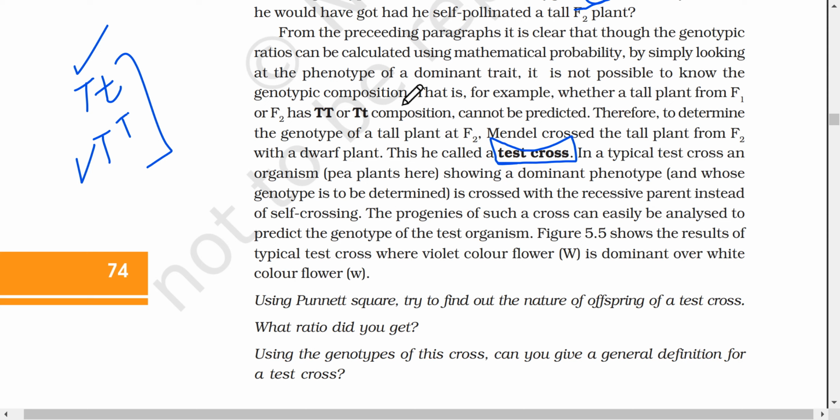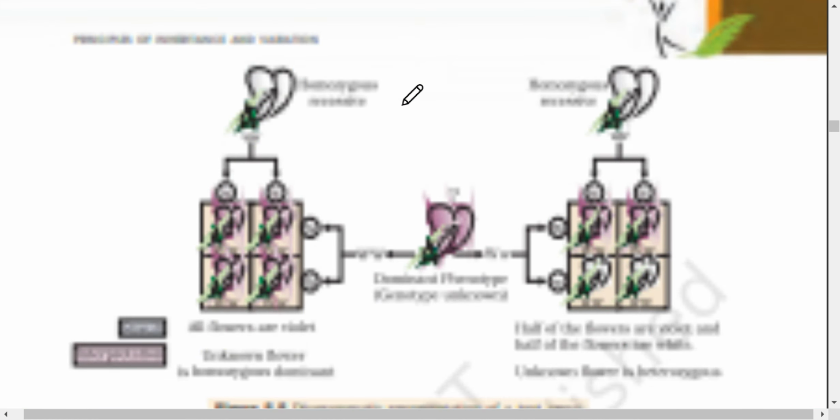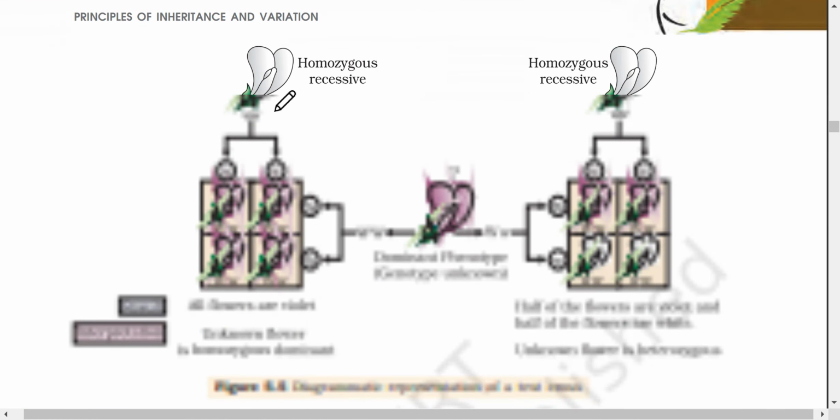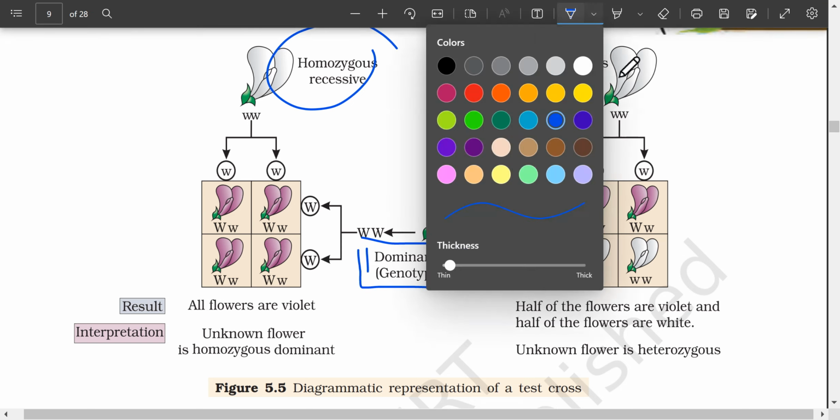ठीक? In a typical test cross, an organism, here plants, showing a dominant phenotype and whose genotype is to be determined is crossed with the recessive parent instead of self crossing। अब इसका self नहीं करेंगे, जो भी हमें मिला हम उसको क्या करेंगे, will cross it with its recessive parent which we know is homozygous dwarf. The progenies of such a cross can easily be analyzed to predict the type of test organism. We'll see it diagrammatically over here. This is the test cross conducted by Mendel. Homozygous recessive है, सबसे पहले अच्छा, you have a dominant phenotype, we don't know the genotype, तो genotype unknown इनने यहाँ पे लिखा हुआ है खुद ही। Cool.